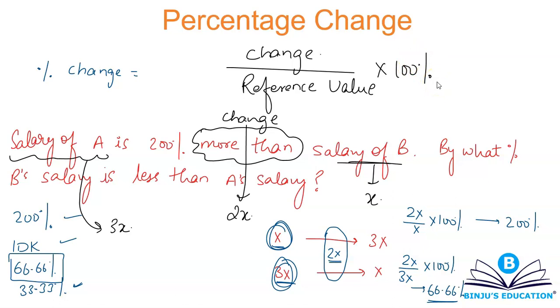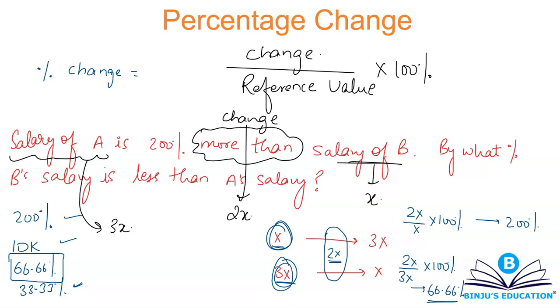Now that change can be positive, change can be negative. If you're going from X to 3X, positive 2X. If you're going from 3X to X, then negative 2X. Reference value is based upon which value you're calculating the percentage change, so that matters. Whether you're calculating percentage change on X or on 3X, it matters. So percentage change is nothing but change divided by reference value into 100%.